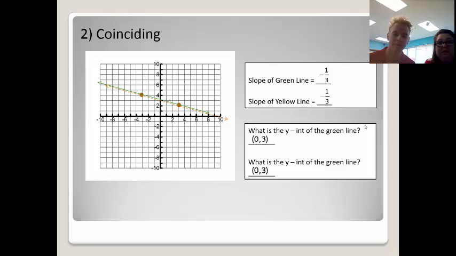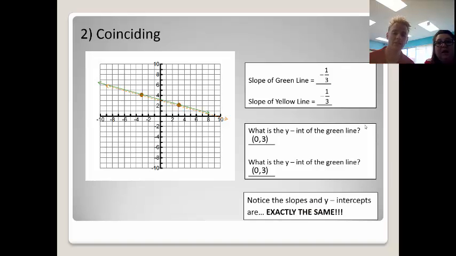What'd you get here? Hopefully you found they're both 0, 3. So we notice the slopes and the y-intercepts of our lines are exactly the same. Our slope is the same and our y-intercept is the same. Right. So we can see this is the quality of coinciding lines.